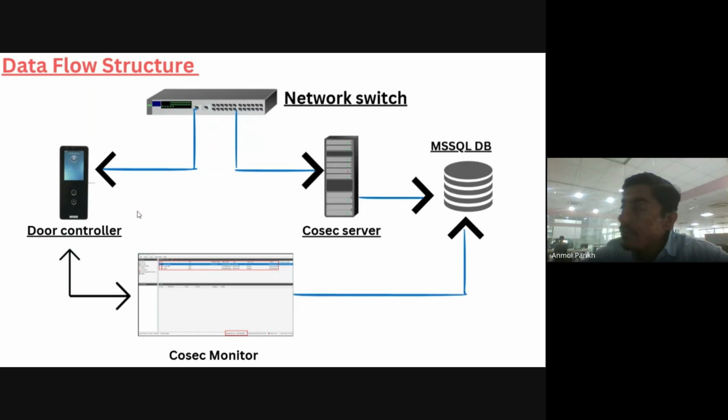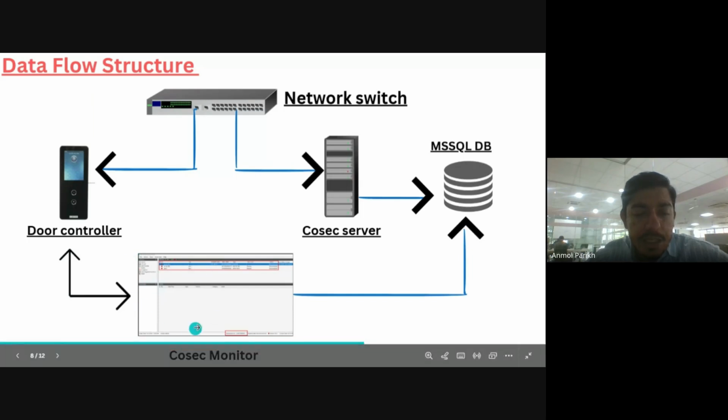Now think of a scenario where you have lost the connectivity between the device and the server. The connectivity of the internet or the network has been lost. So now what will happen? If someone keeps punching over here, the device will store those events, and the moment the network is up, the COSEC monitor will start generating those events and push them to the database.